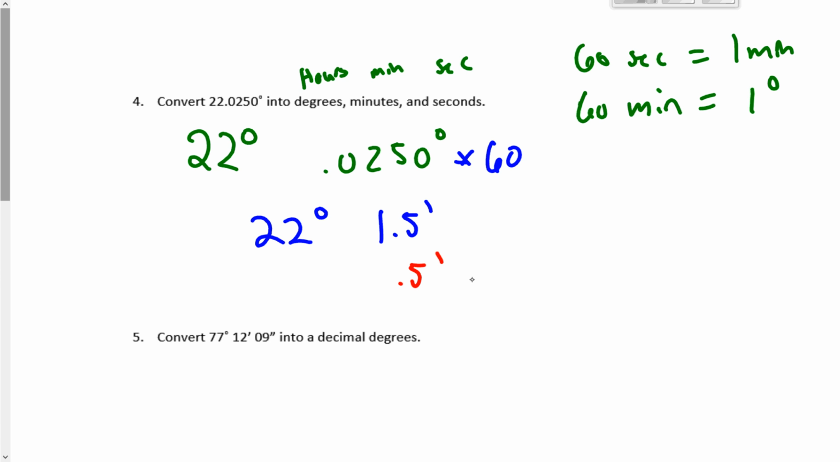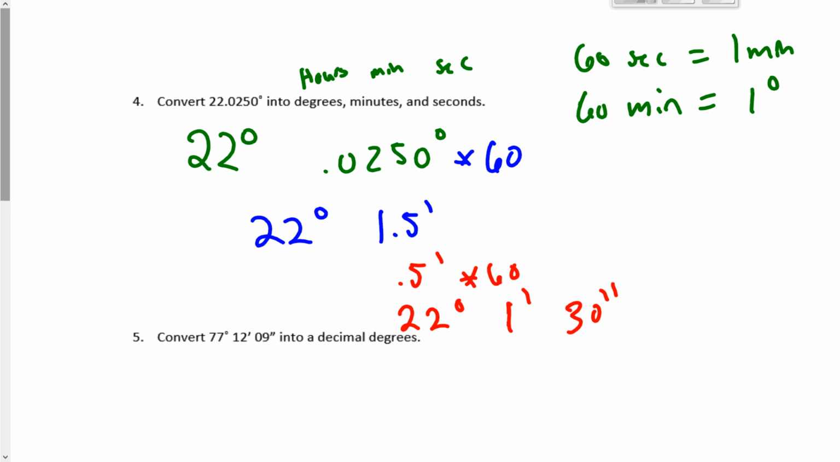There's 60. So I'm going to times this by 60. And that equals 30, right? So 30 seconds. So now I want to switch this to 30 seconds. So now we have 22 degrees, one minute, and then 30 seconds. So the parentheses there. Okay, so if you have a decimal here at the very end of seconds, go ahead and round that.